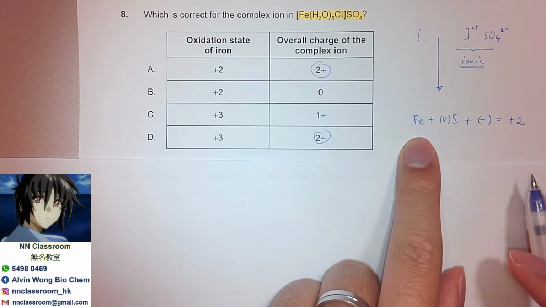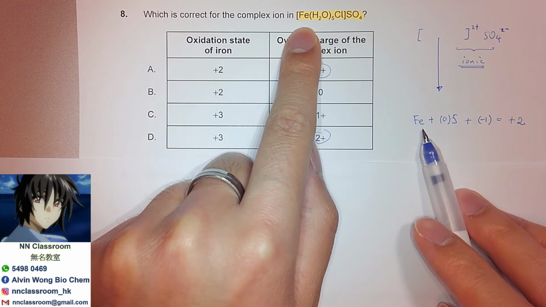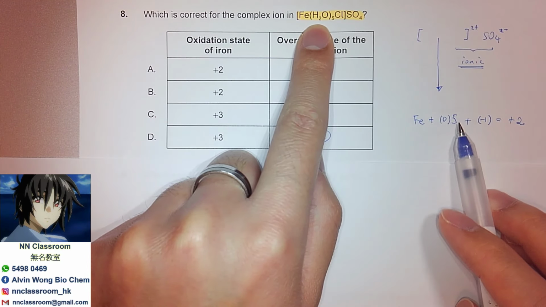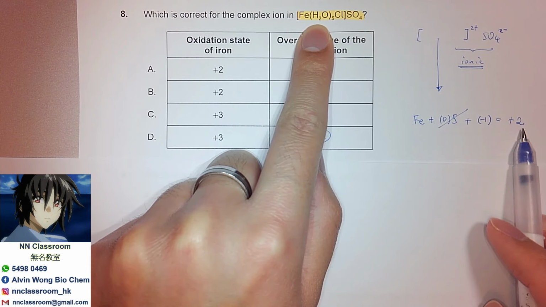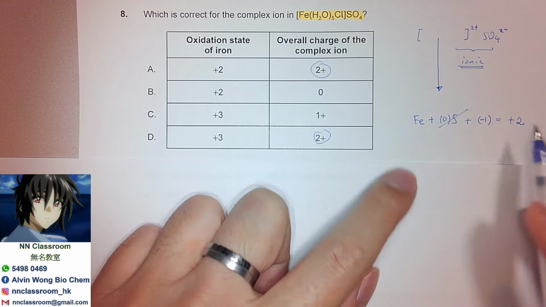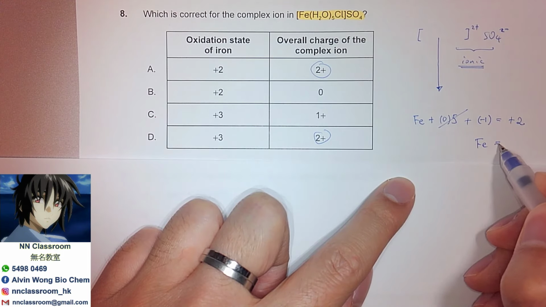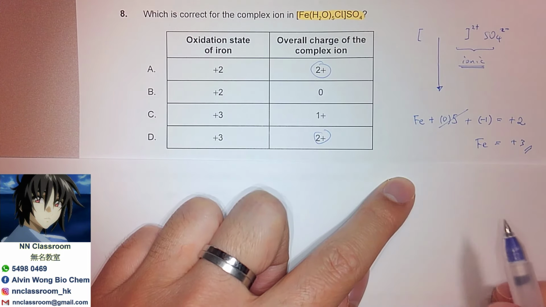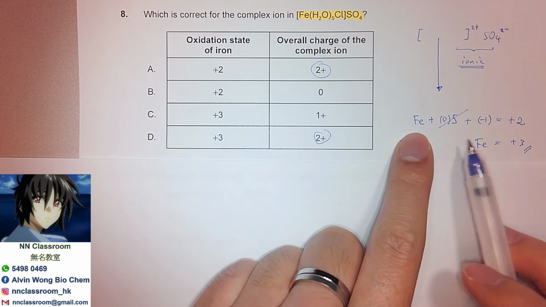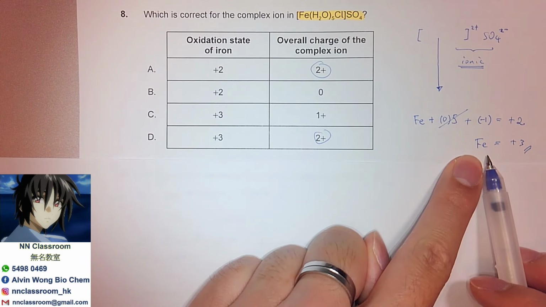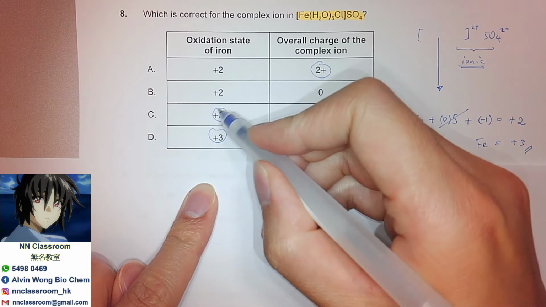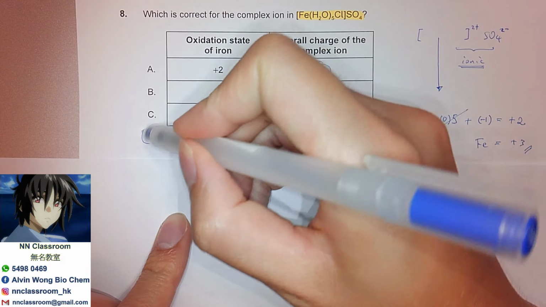So finally, the math is like that: the oxidation state of iron plus 5 of the neutral, which is actually neglected, and finally -1, is going to be +2. So eventually, iron will have a +3 oxidation state in order to fulfil this balance equation. So that's why we know that the iron has a +3 charge state, and so the answer is D.